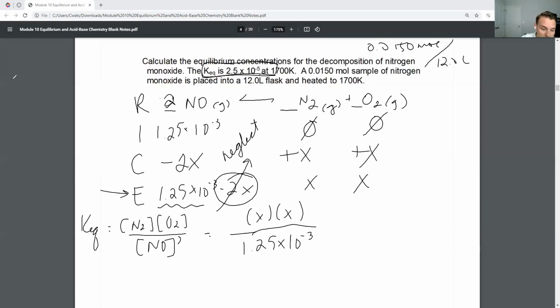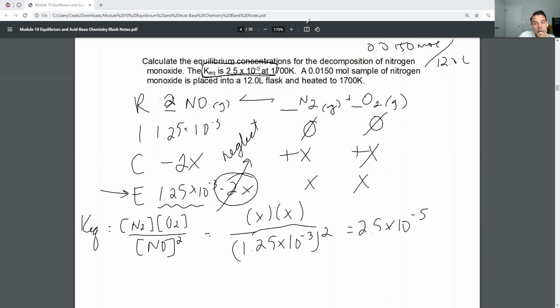Oh, I did something wrong here. I forgot to square it. So I'm going to square this. Because in reality, it would be 1.25 times 10 to the negative third minus 2x, and then I have to square it, which would give me a quadratic. We're not doing quadratics. We do not have to worry about that. Plus, we'll actually come to find out that the change is going to be extremely small. Let's just do it and then we'll see what the number is. And that will be equal to my KEQ, which was 2.5 times 10 to the negative fifth.